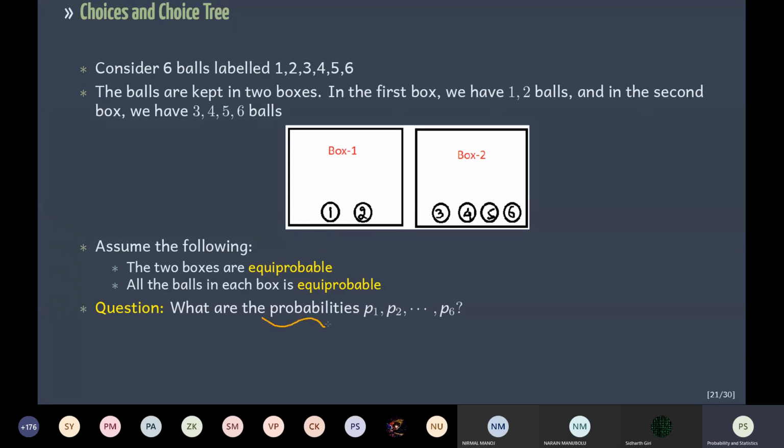Now the question is, what are the probabilities P1, P2, up to P6? Assuming that all this information is given to you, what is the probability that you will pick each ball, what are the actual probability numbers P1, P2, up to P6? This is what we want to compute here.